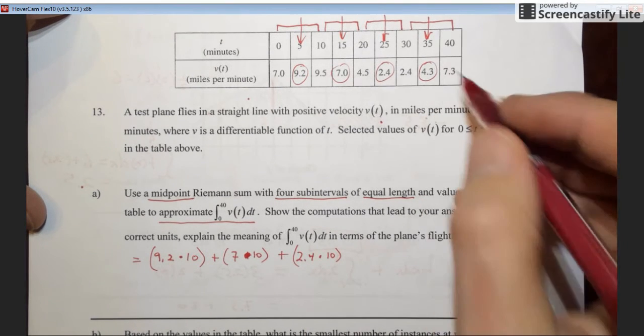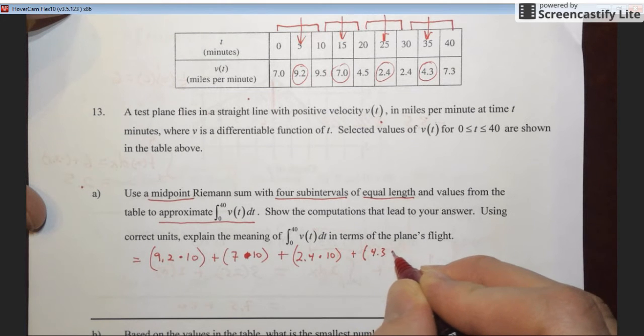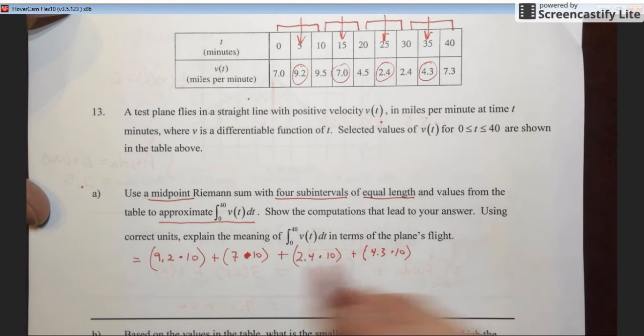And finally, 35 has a value of 4.3. So multiply that by 10. Okay, now on the exam, you can stop right here. This is good enough, okay? Yeah, you can do the math out because we're just multiplying by 10.